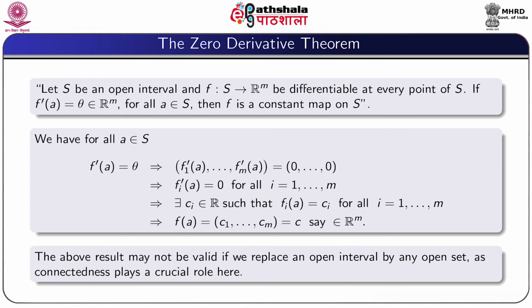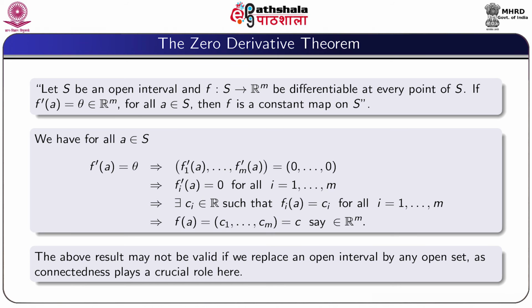Finally, we are going to state the zero derivative theorem. First, we recall that an interval in R is a connected set. Let S be an open interval and f from S to R^m be differentiable at each point of S. We further assume that at each point of the set S, f'(a) is the 0 vector of R^m. We are going to show that f is a constant map on S.